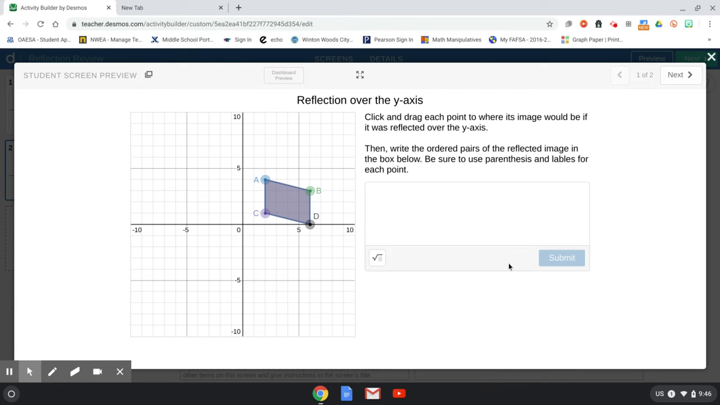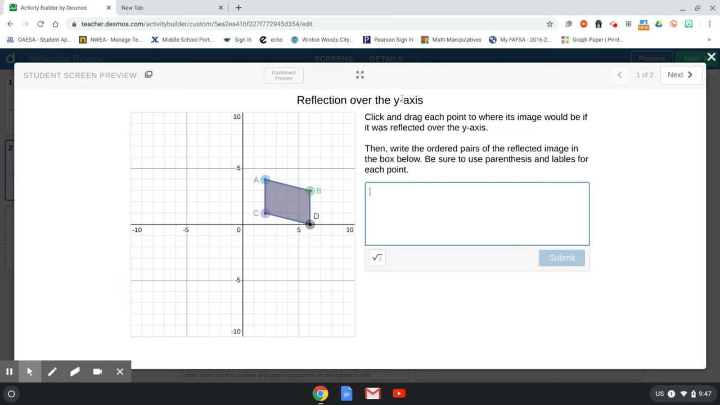So let's try this. On these activities, it's going to give you some directions. First direction: click and drag each point to where its image would be if it was reflected over the y-axis. Then write the ordered pairs of the reflected image in the box below. Be sure to use parentheses and labels for each point. Each of these points has a letter associated with it. This is point A, this is point B, this is point C, this is point D. Those letters need to be included in your answer, as well as the fact that they have an ordered pair that goes with them.